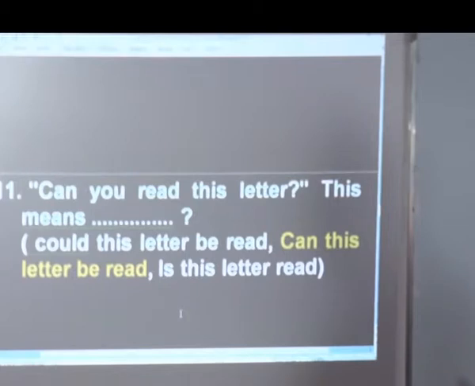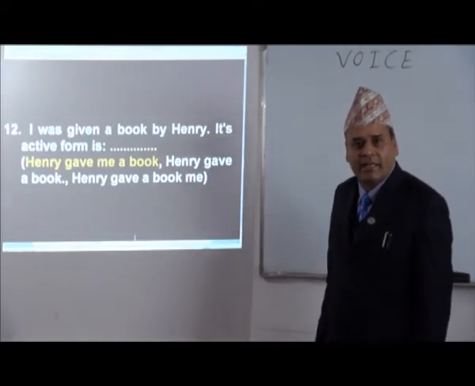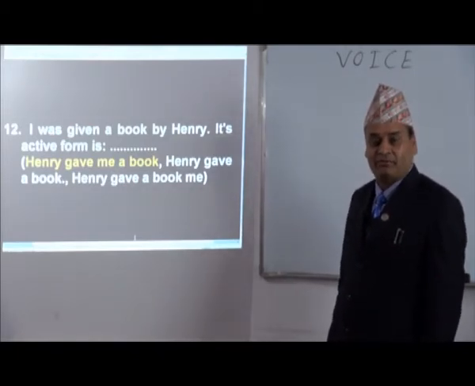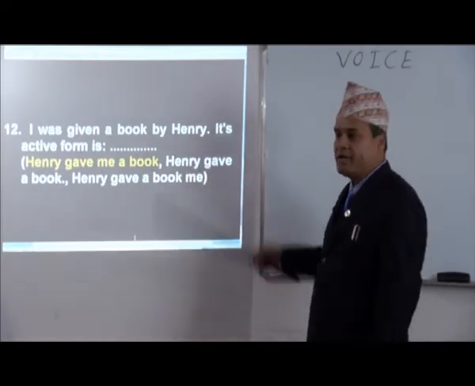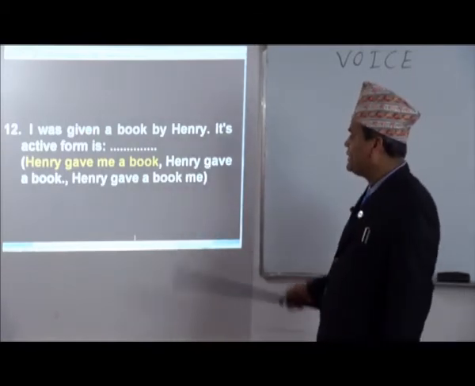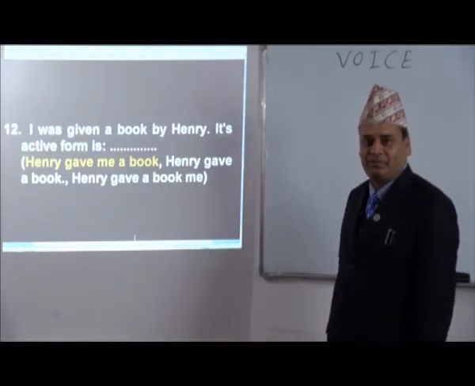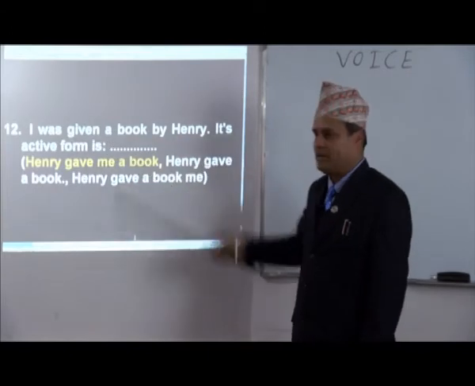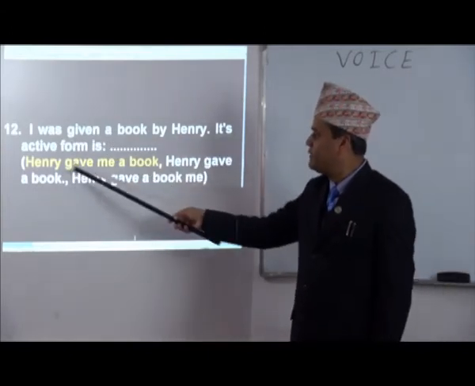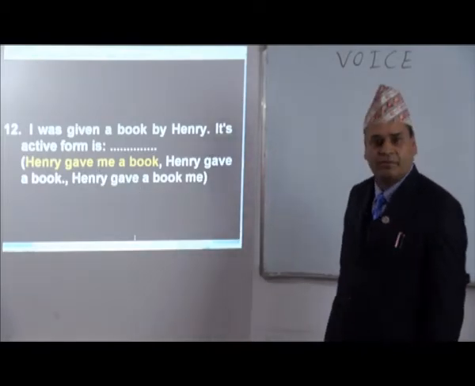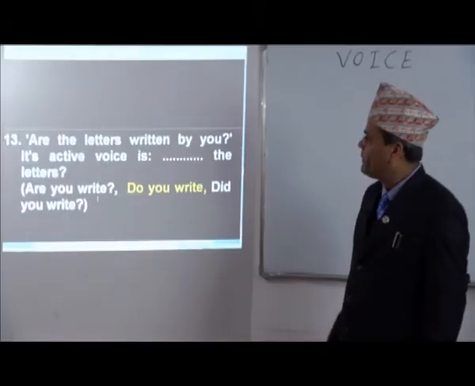In this sentence, you see, "I was given a book by Henry." Do you think it's an active sentence? I don't think so. It's a passive sentence, right? "I was given a book by Henry." So, in this case, we have to change this sentence into active form. It's in past form, "was given." So, when we change, it comes like this: "Henry gave me a book." Now, let's move on to the next number.